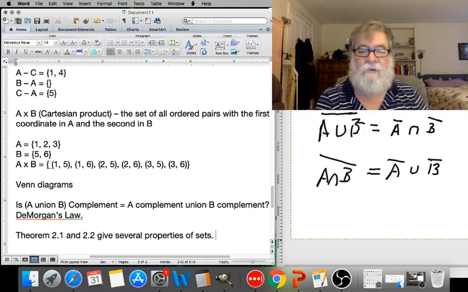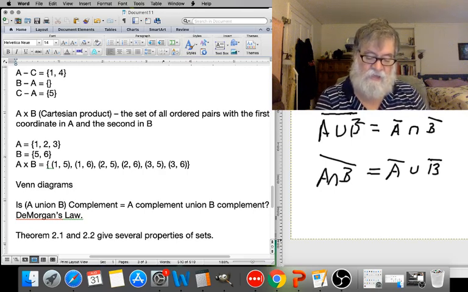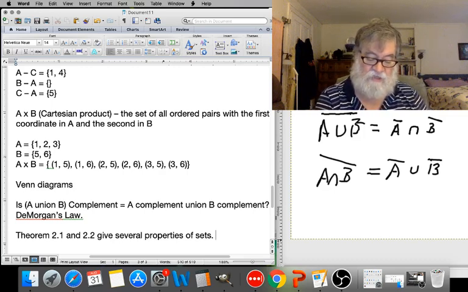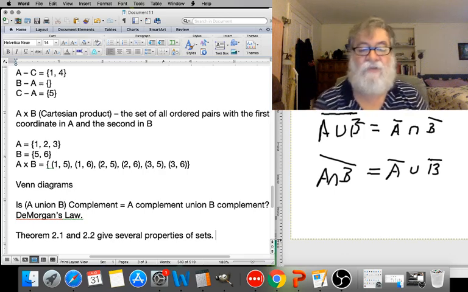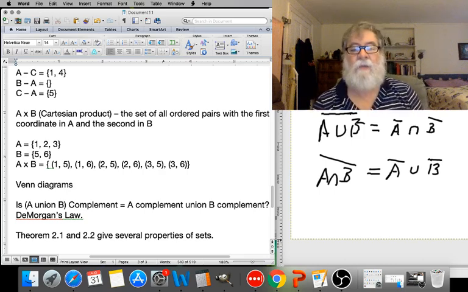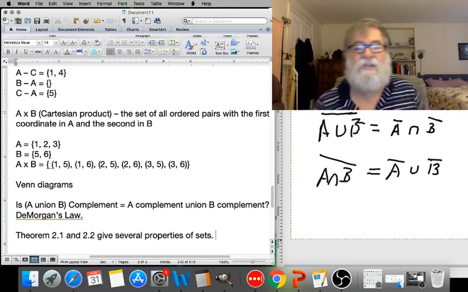D says that the complement of the complement cancels. E says that a set unioned with its own complement gets you the universal set. F says that a set intersected with its own complement gets you the empty set. G says that both A and B are subsets of their union. And H says that the intersection of A and B is a subset of both A and B. And I gives an alternative definition of set difference. It says that to find the set difference A minus B, you can simply take the intersection of A and B complement. Each of those should make practical sense if you think about it.